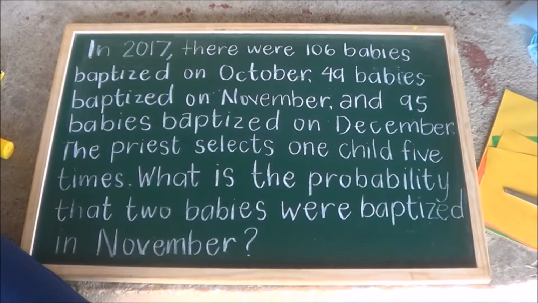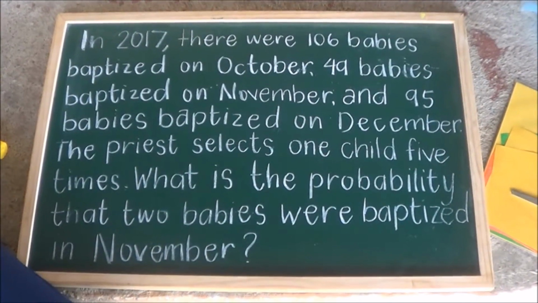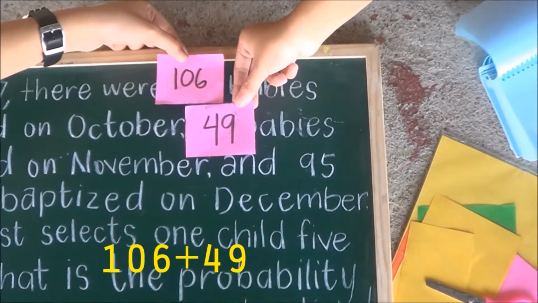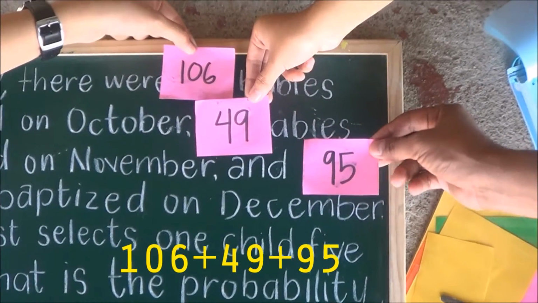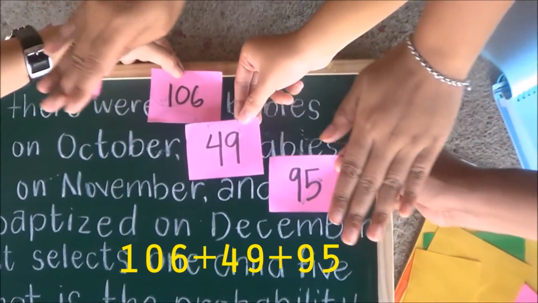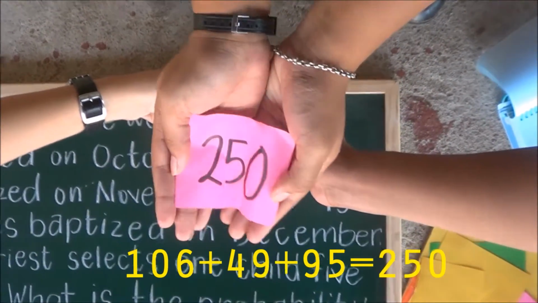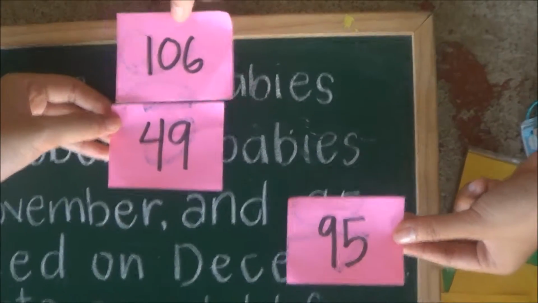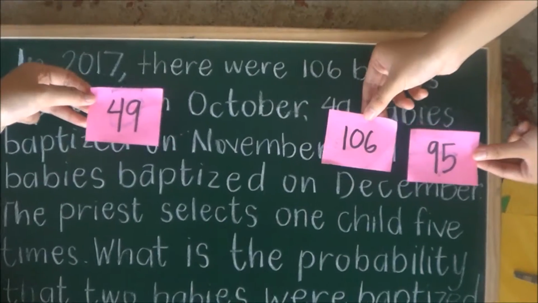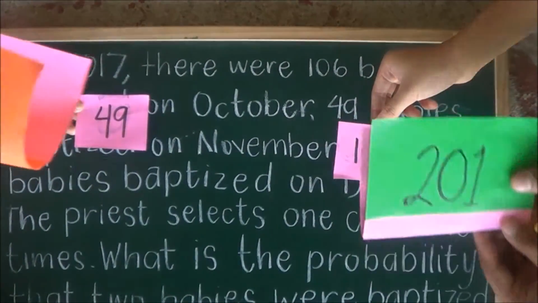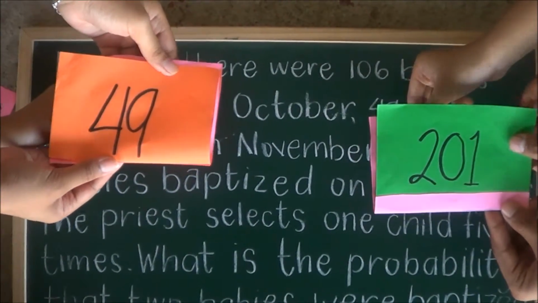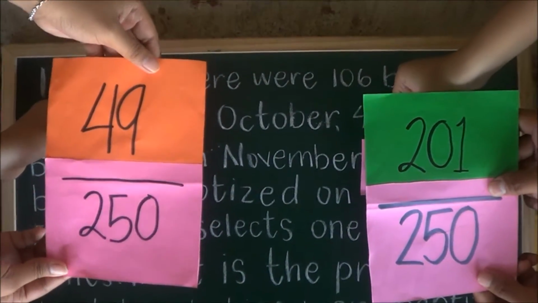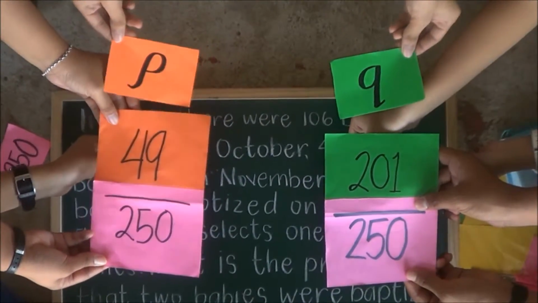In order to find p and q, we must sum up the whole population of the babies, because the total population is the basis to find the probability of both p and q. Thus, we get the sum of 250. Classify first the values of success from failure, then divide both values by the total population. We can get p and q.